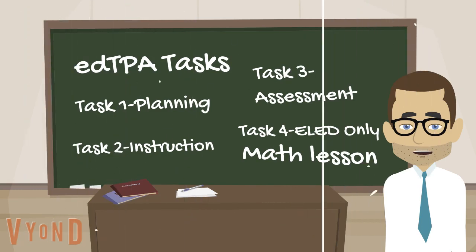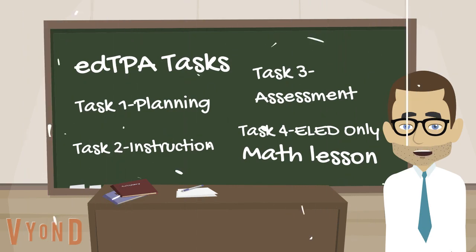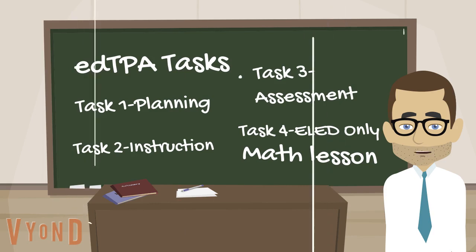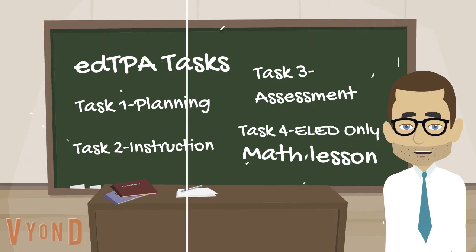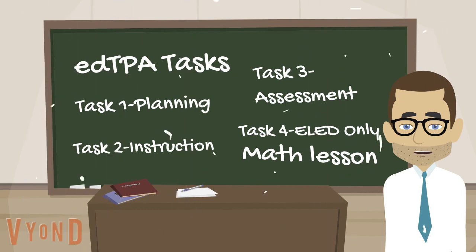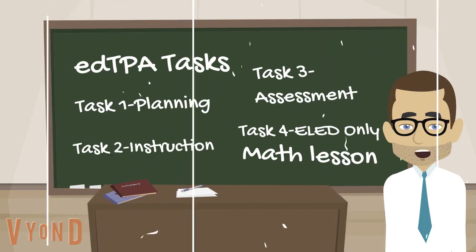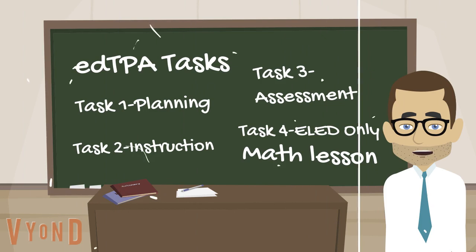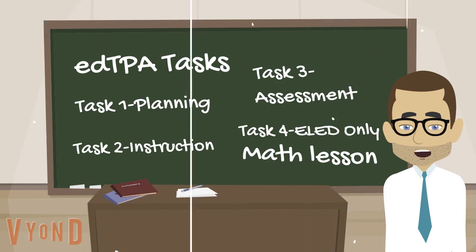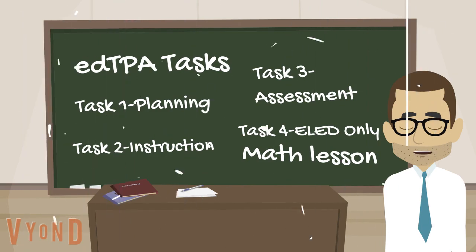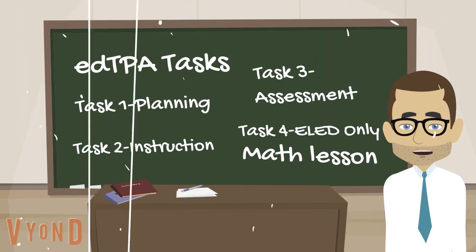Task 2 for everyone will be instruction evidence by way of 1 to 2 video clips of the candidate teaching from those previously mentioned 3 to 5 lesson plans that came in Task 1. Task 3, the third task, is also for all candidates, and this will be an assessment of the students being taught. This assessment also comes from those 3 to 5 lessons that were planned in Task 1. The final task listed, Task 4, is an elementary education candidate-only task, and it involves a math lesson.